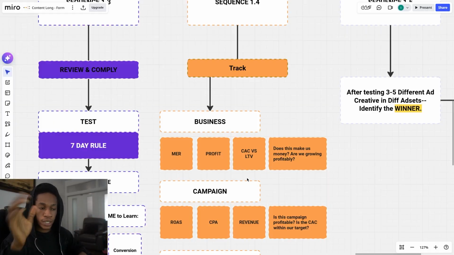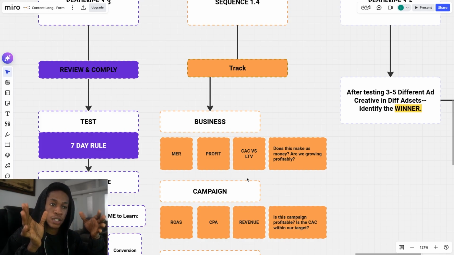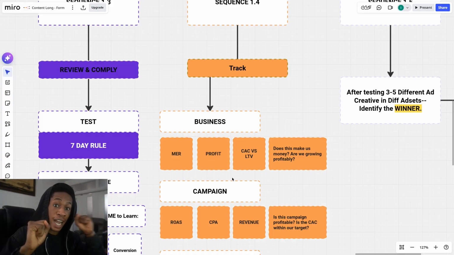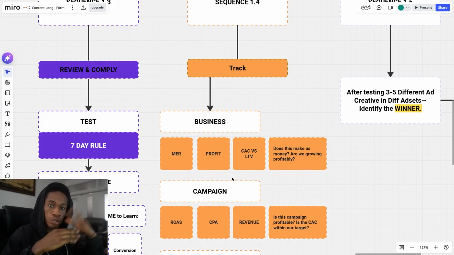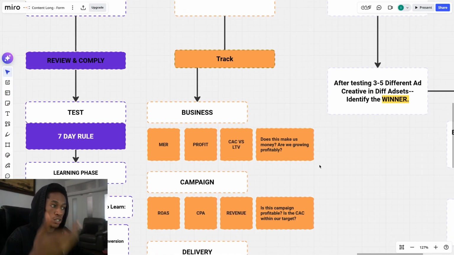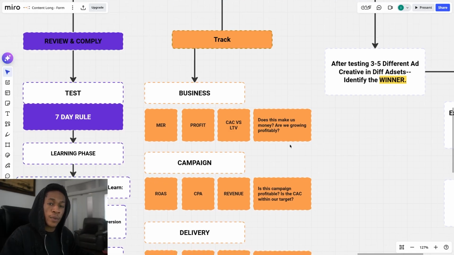Because for example, if it costs you $80 to get a customer and their lifetime value is $90, that's just a $10 difference, then clearly something is wrong. So we need to be able to ensure that the customer acquisition cost is low, but with the lifetime value of them being high, right? So if it costs you $20 to get a customer, but their lifetime value is $90, for example, because your average order value is up in that scale, then it just makes sense. And knowing all of these and making sure that these are all congruent gives us the answer to the question: does this make us money? Is this ad currently making us money? And are we growing profitably?